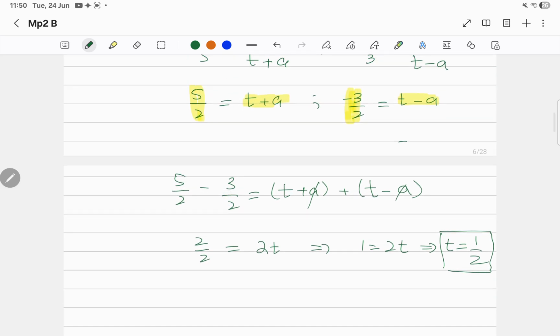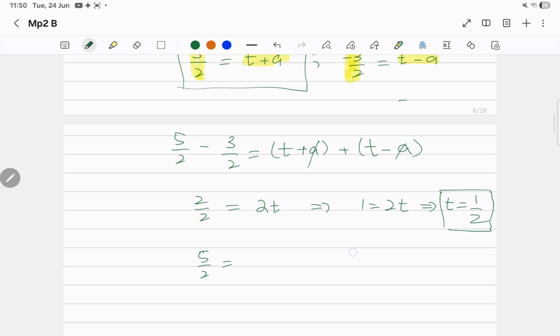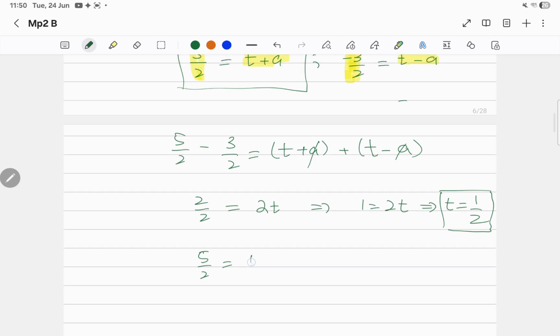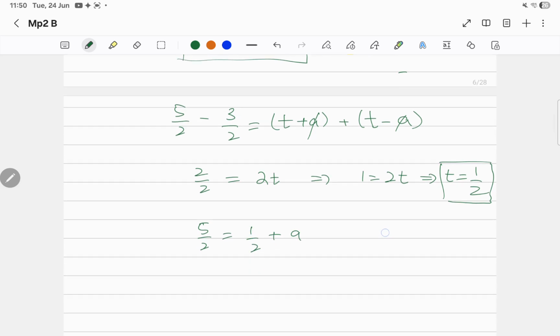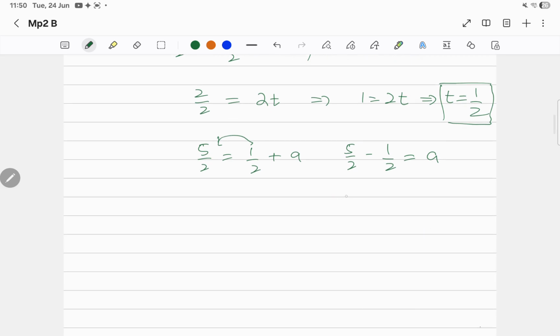Let's say if you put the value of t in this equation, then it will be 5 over 2 equals the value of t, which is half, plus a, and if you take the half to the left, then it will be 5 over 2 minus half equals a. Then since the denominator is the same, 5 minus 1 is 4, 4 over 2 equals a, and 4 divided by 2 is 2, so the value of a is 2.